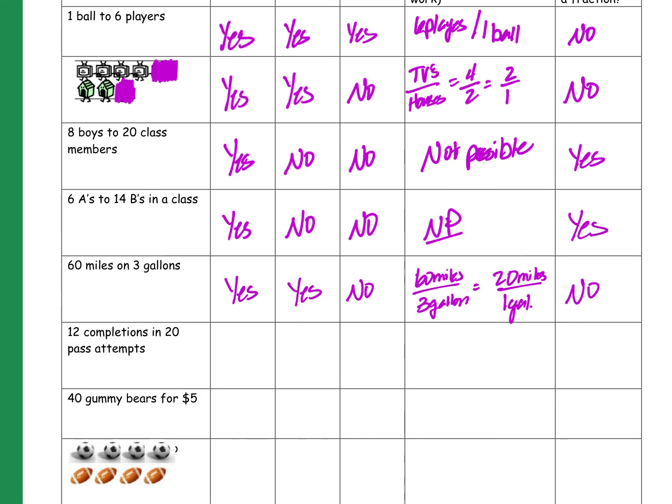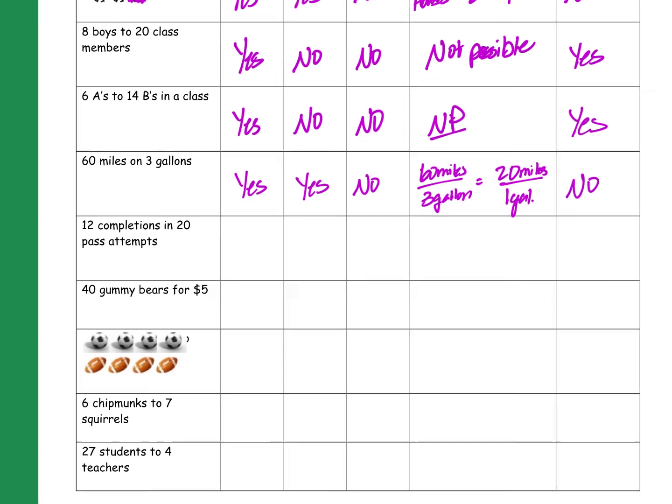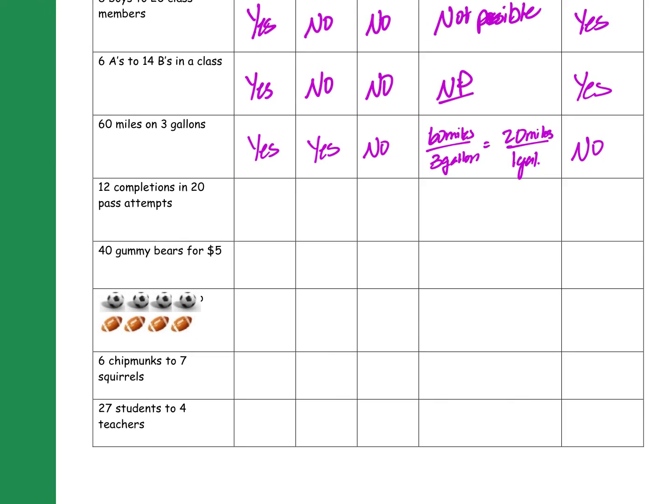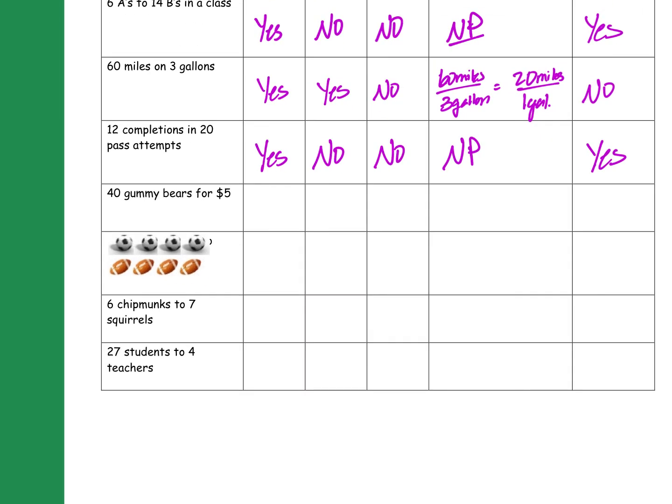No. Okay. 12 completions in 20 pass attempts. Ratio? Yes. Rate? No. Unit rate? Sorry, I got rid of the top and I don't remember what it is. Can I convert it to a unit rate? No, because it's not a rate, so I can't convert it. If it's not a rate, I can't convert it to a unit rate. Okay, is it a fraction? Yes.